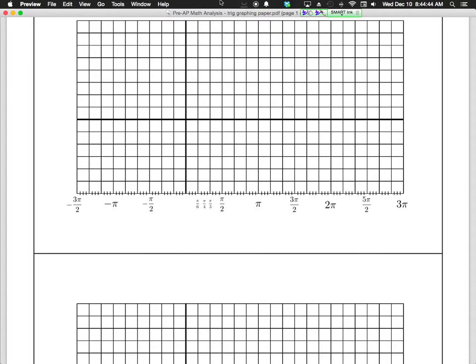This is usually my highest. People usually do well on this test whenever you're graphing the trig functions. So it's usually my highest test grade.